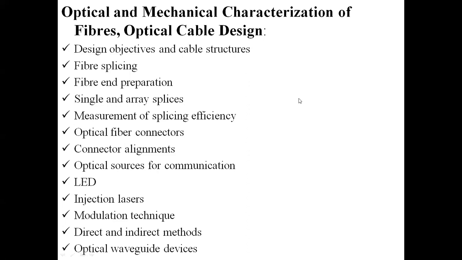At the time of transmission of a light signal, we have to apply modulation techniques. There are different types of modulation techniques available, that is, direct and indirect methods of modulation. And different types of optical waveguide devices are available for transmission of a signal. These are the topics which you will cover in the first unit.